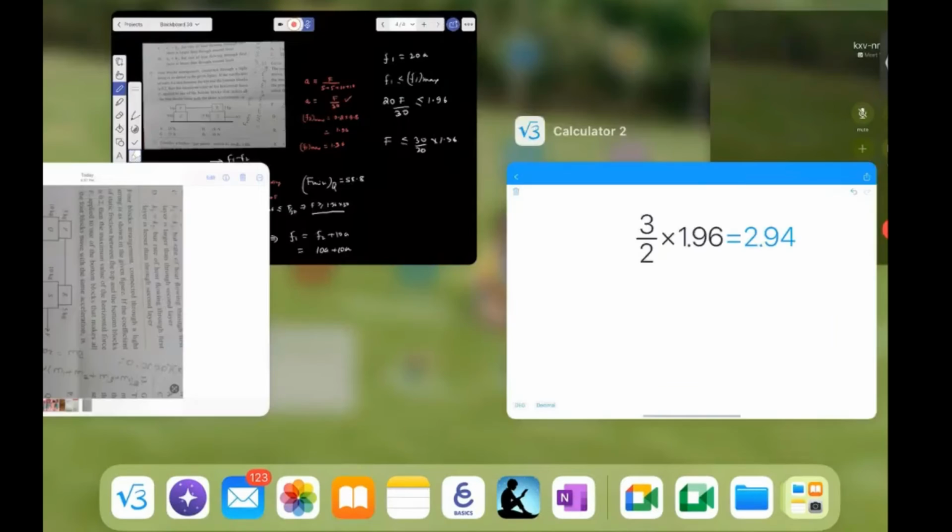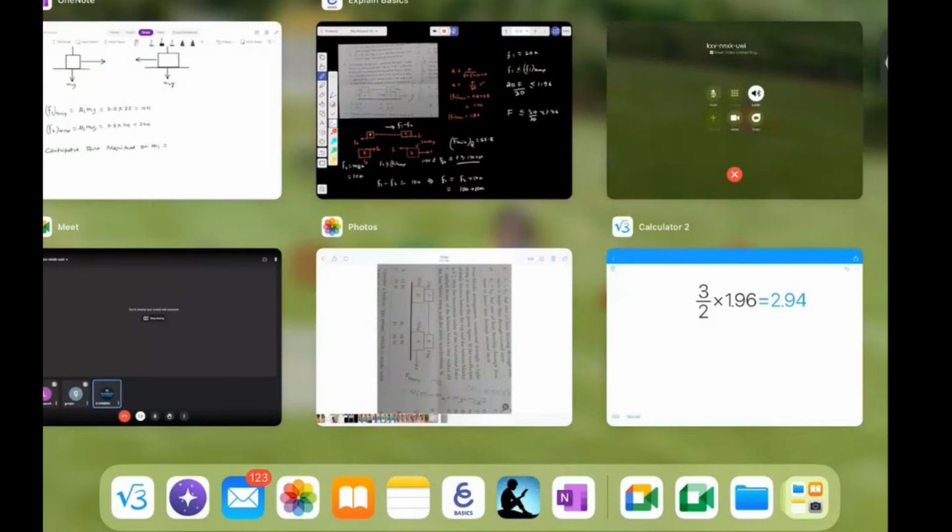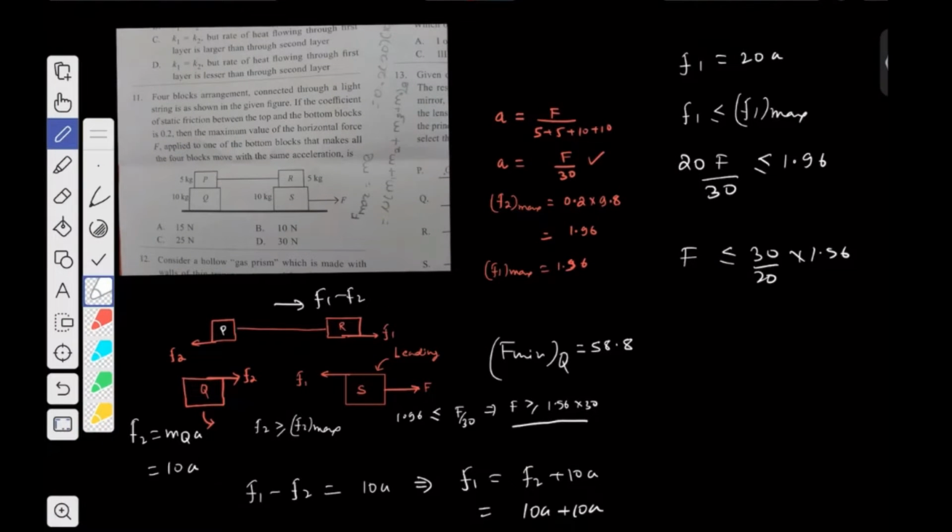It is 2.94. Just a moment, I might have made a mistake somewhere. Just a second. 30, 1.96 only, no? 0.2. Sorry, I did not multiply that.